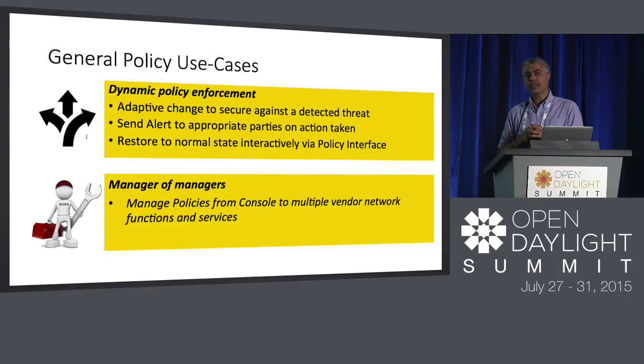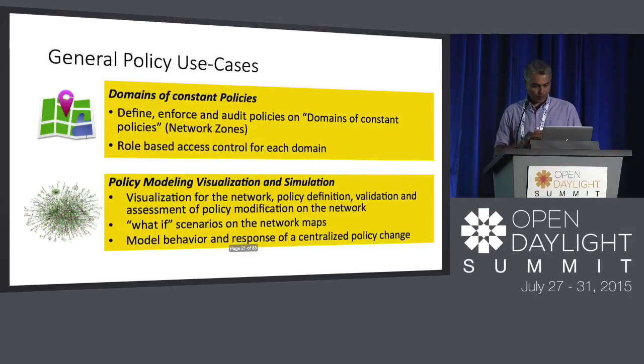So the next is dynamic policy enforcement. This is adaptive change to the network. Something happens and you detect a threat, you're taking some action, and the policy interface itself should be capable of accepting that, making changes, and then pushing it down. And then I have the manager of managers, which is pretty much the conceptual architecture that I shared. Where you are not able to describe the policies of all the elements, you have to go through some sort of manager, and that's where the domain-specific things will happen.